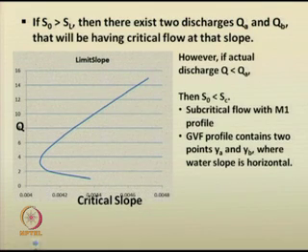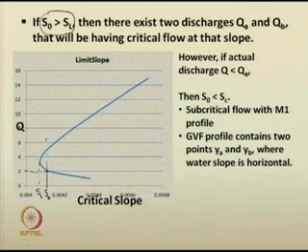What happens in the next situation? If your bed slope is greater than the limit slope, then let us see how you can demonstrate. This is your limit slope. So, let this be your bed slope S0. If this is greater than the limit slope, then you can easily observe two discharges.